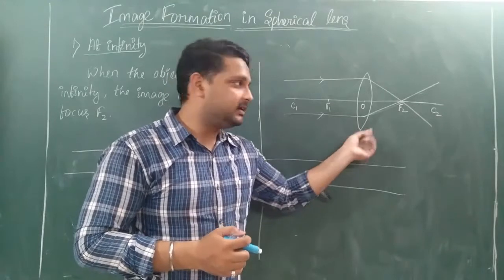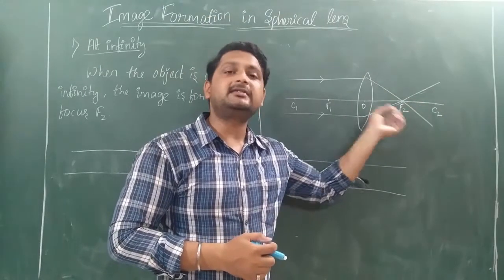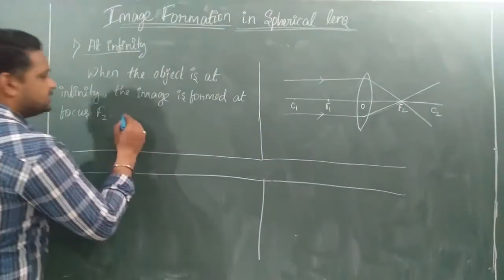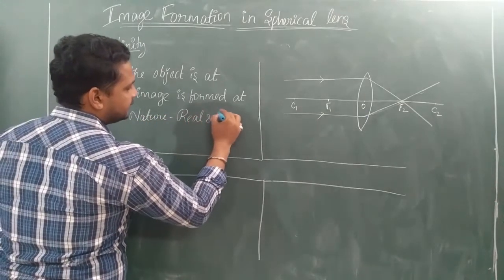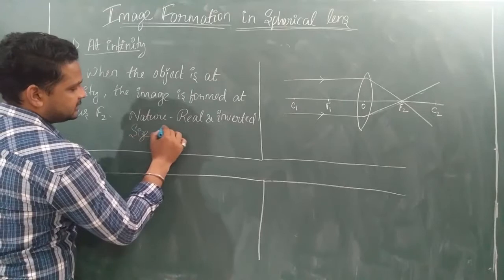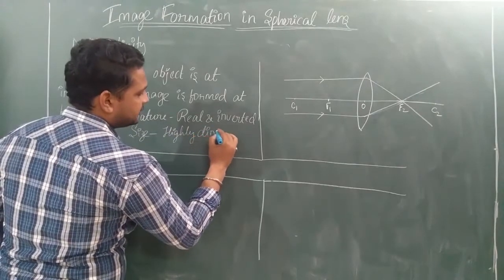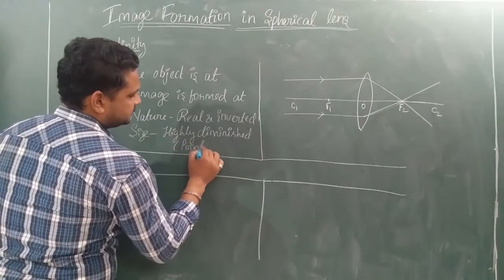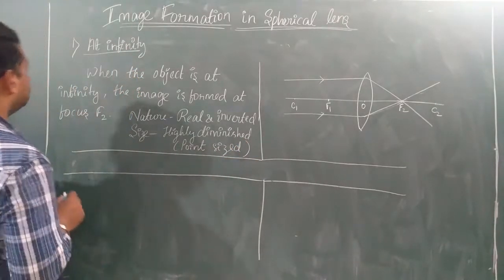If it was a mirror, then this would be a virtual image. But in case of a lens, the image which is formed beyond the lens is called a real image, and the image which is formed in front of the lens is called a virtual image. So the nature in this case will be real and inverted, and size is highly diminished, or it is called point size. Understood? Good. Moving to the next concept.